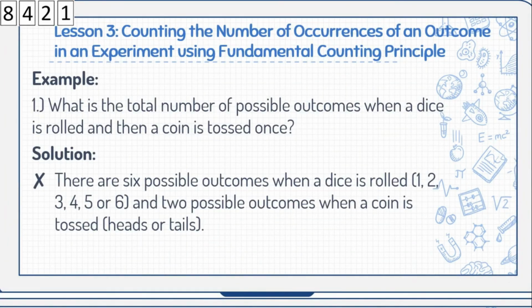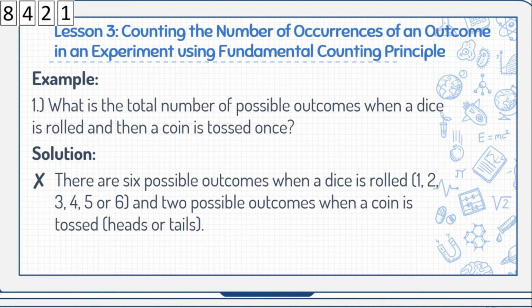And for our lesson 3, we have here counting the number of occurrences of an outcome in an experiment using fundamental counting principle. This time, fundamental counting principle. So, for example, we have here, what is the total number of possible outcomes when a dice is rolled and a coin is tossed once? Okay, so for our solution, we have here, there are 6 possible outcomes when a die is rolled. Okay, kasi merong 6 na faces, di ba? Yung dice. So, 1, 2, 3, 4, 5, or 6. And 2 possible outcomes when a coin is tossed, either heads or tails.